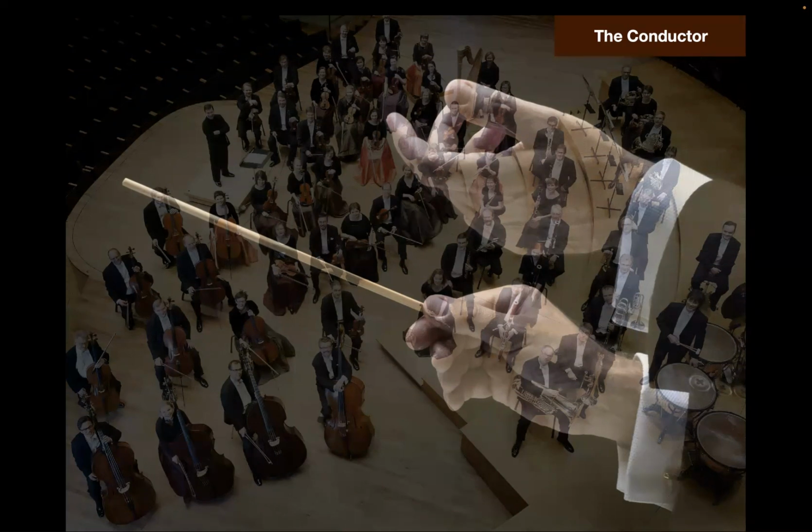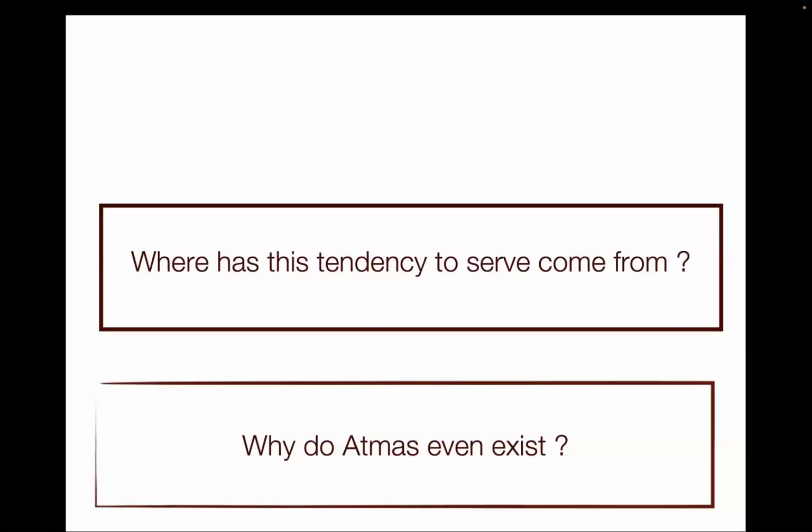So there's a bond of infinite love for each other. And there's love not just between the Atma and Paramatma, but there's love between two Atmas as well. And where has this tendency to serve come from? It has come from our original spiritual position of being lovers of Paramatma, or being servants of Paramatma.